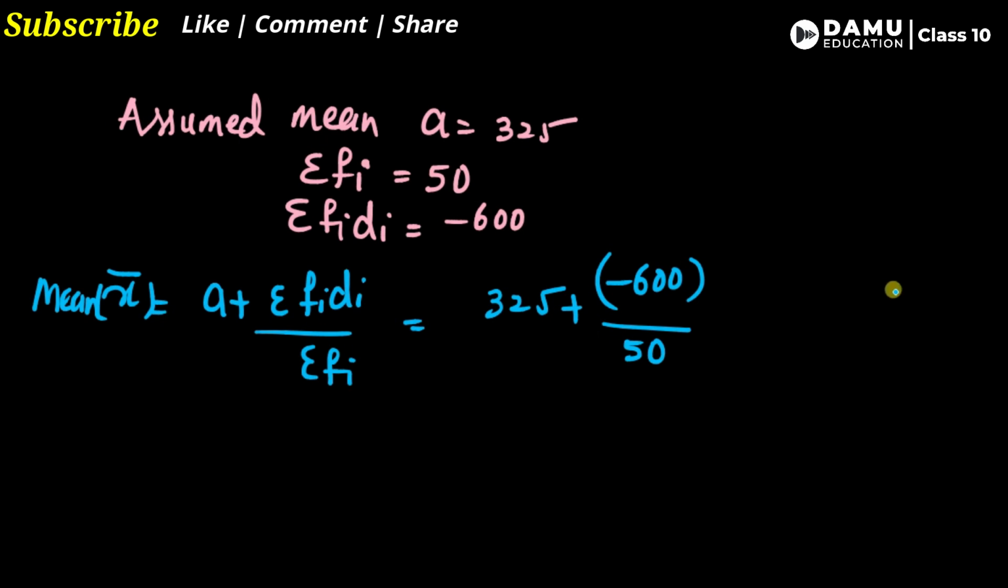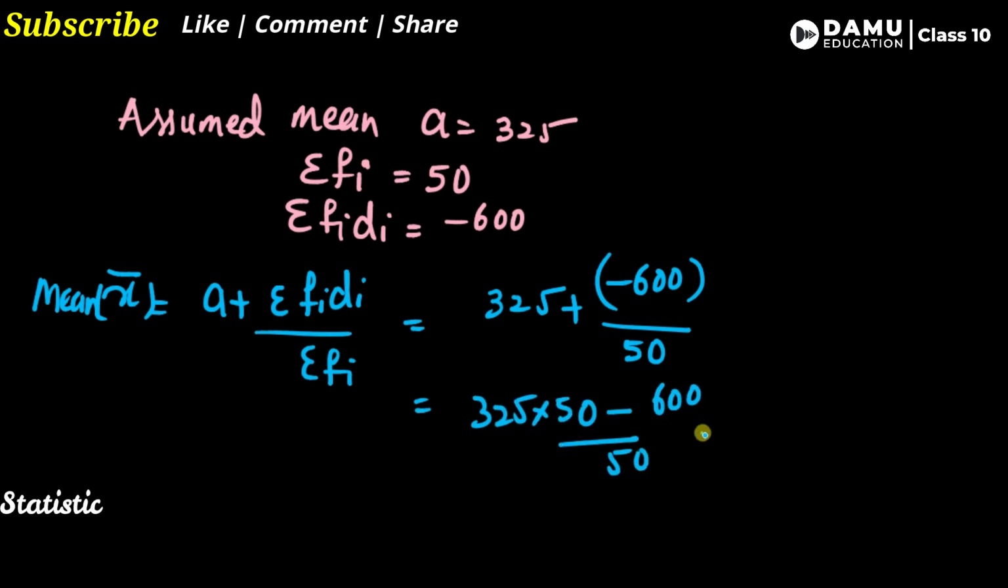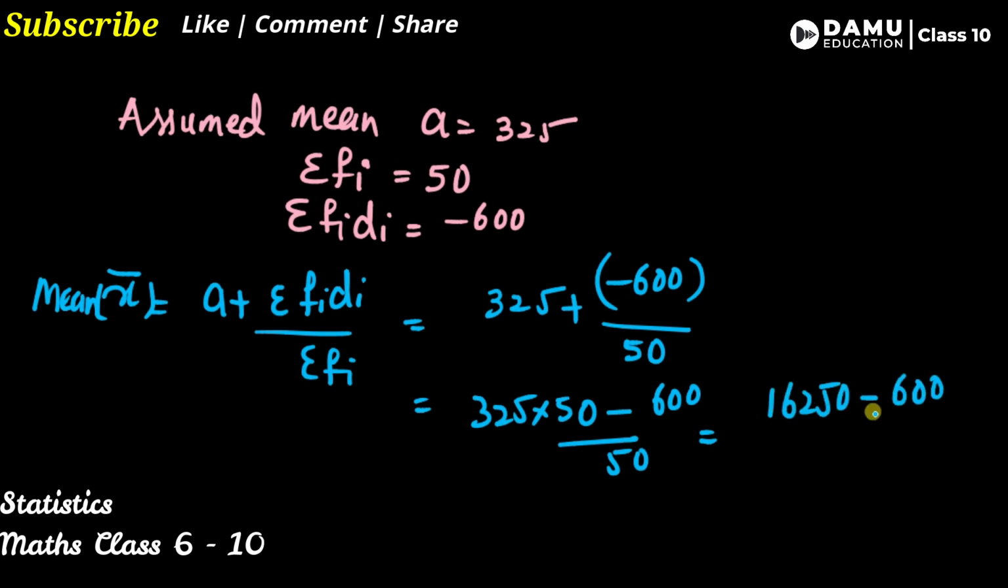Let's find the value of this. Let's take the LCM: 325 into 50 minus 600, by 50. So 325 into 50 is 16,250, minus 600. If you subtract 600 from this, we will get 15,650 by 50.